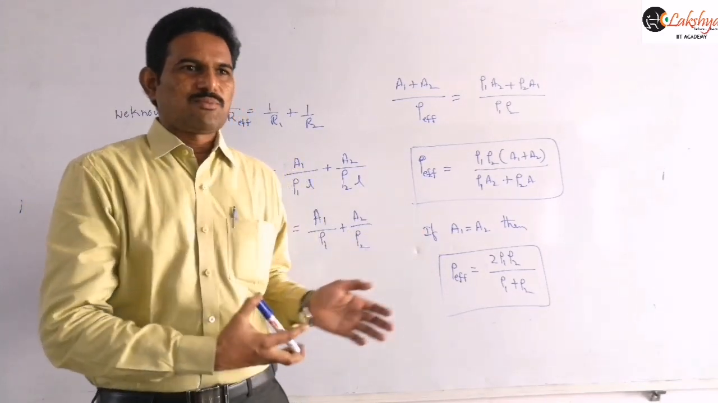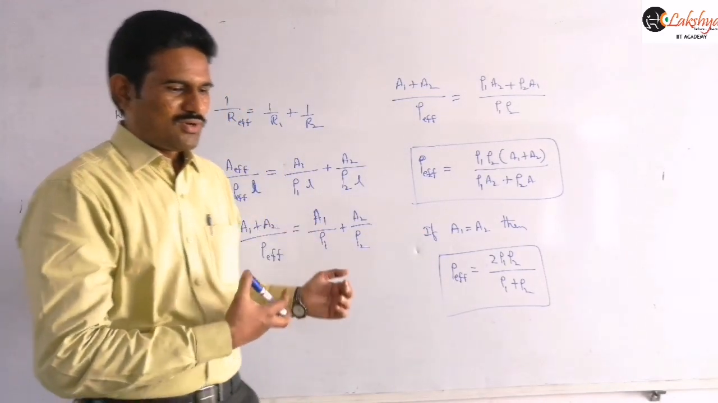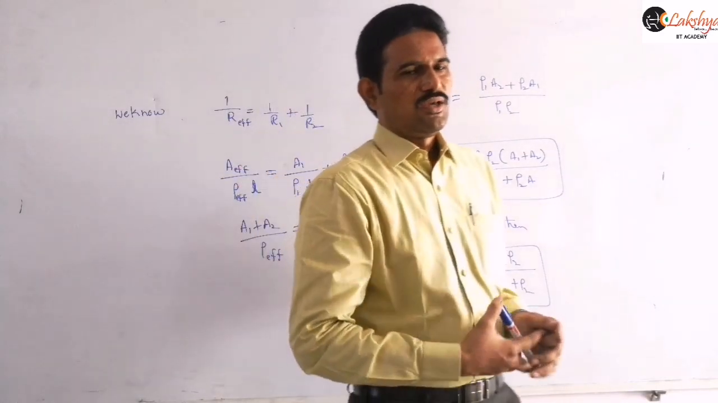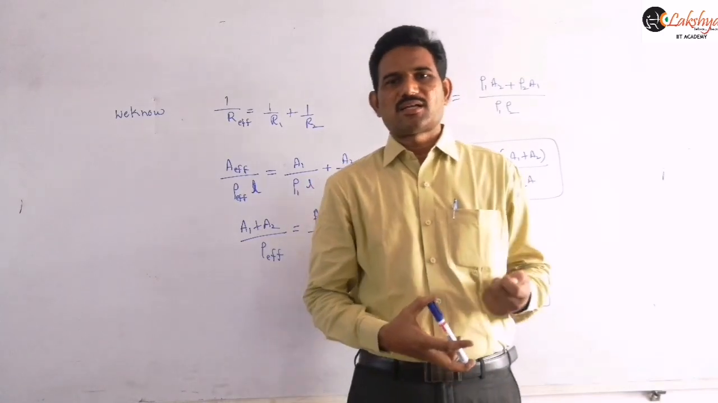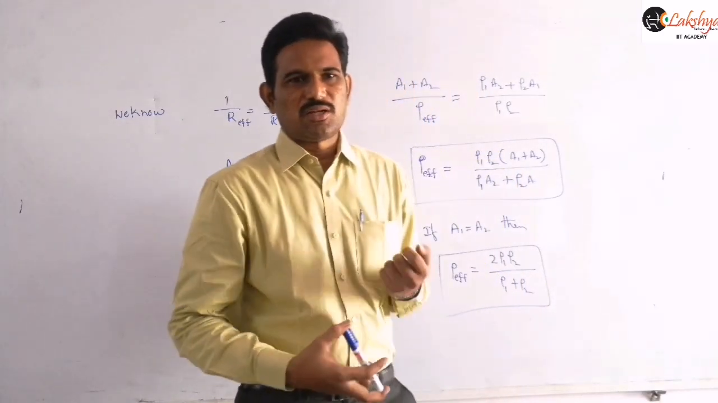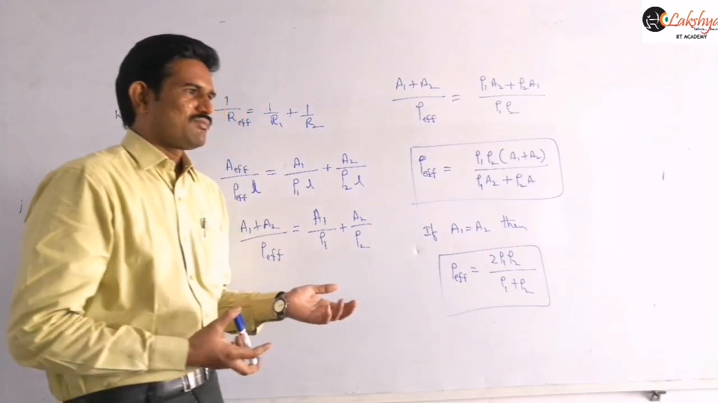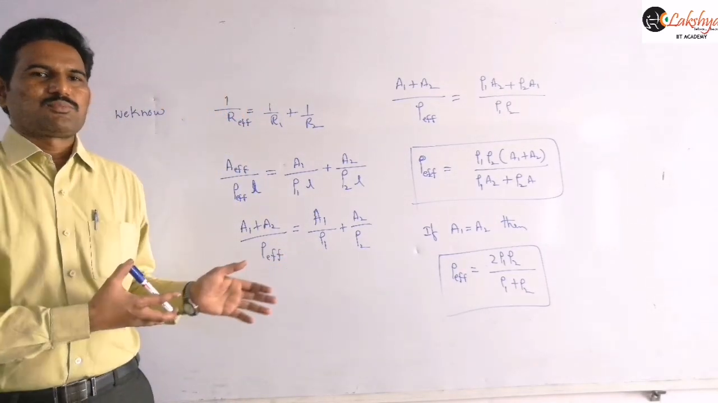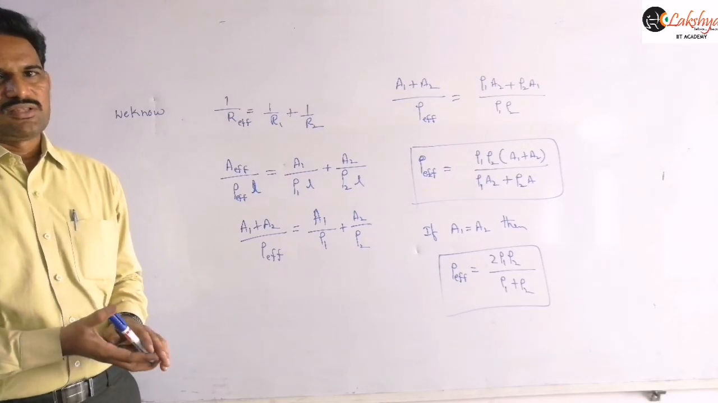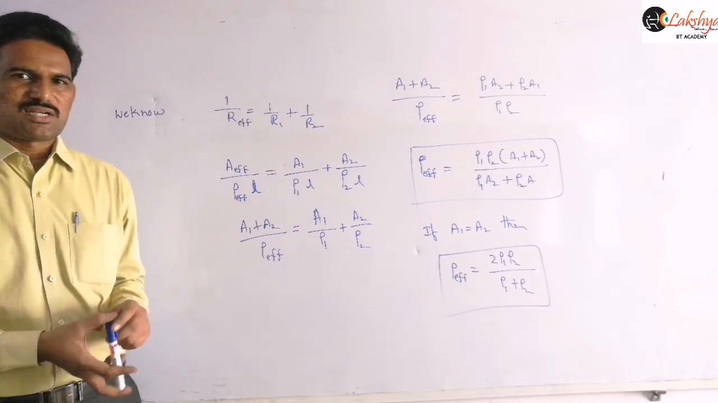And actually this type of calculation we already solved in the heat transfer topic. When two rods are joined in series and when two rods are joined in parallel, we calculated the thermal conductivity of the material. And similarly here, instead of conductivity we are solving for resistivity. The same problem may be given in terms of conductivity. Then we need to use the conductivity formula, right?